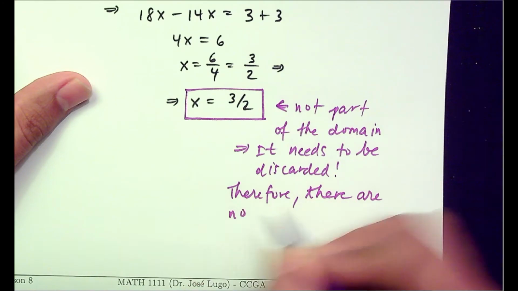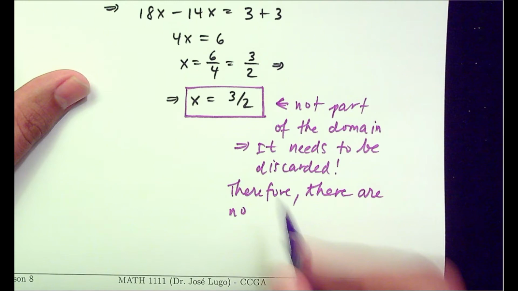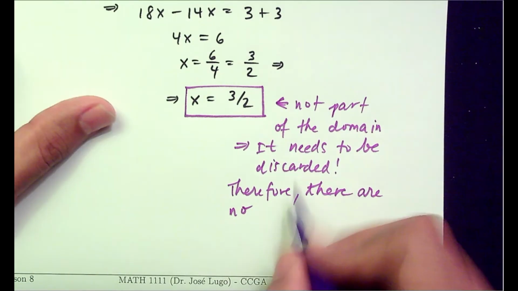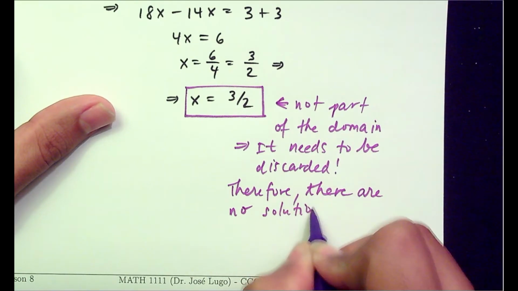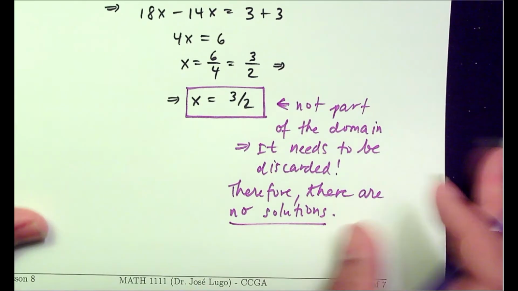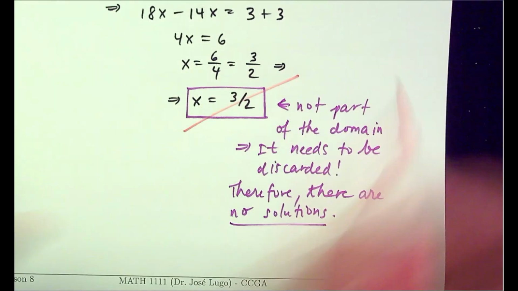Sometimes you end up with 2 or 3 solutions and only one of them doesn't work. Or you may end up with 2 and one of them doesn't work. Sometimes it could happen that you have 2 and none of them work still because they make denominators equal to 0. So you really have to check all of them, each and every one of them. Okay, so there are no solutions. You need to discard that, and I'm gonna cross it out in red. That does not work.